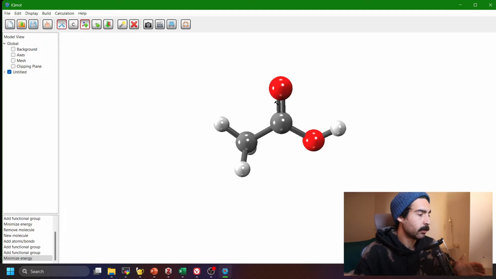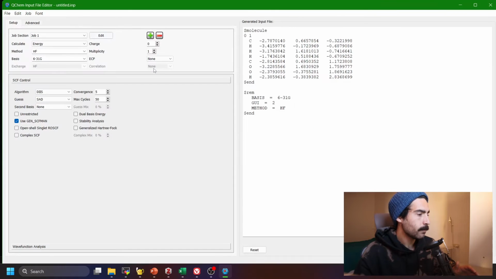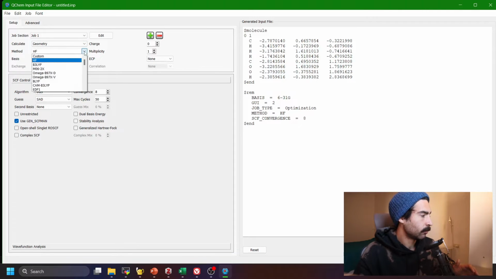So in IQmol, we're able to do this by going up to Calculation, pressing QChem Setup, and selecting our options in the GUI. So again, to start, we'll want to do a geometry optimization. We'll use the method M062X. And then today we're going to be using the basis set aug-cc-pVDZ.